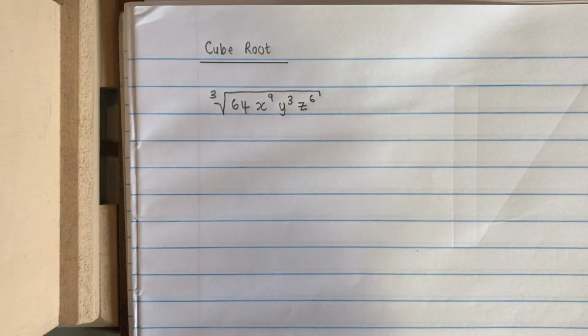Okay, good morning again. We are looking at cube roots. Can you see that we have a cube root here? But what is happening inside the cube root? We are actually multiplying because everything is next to each other. Now, what does that mean?